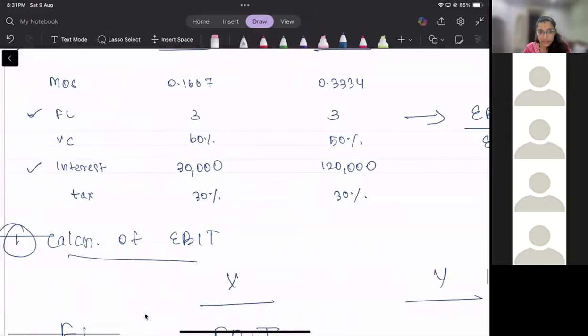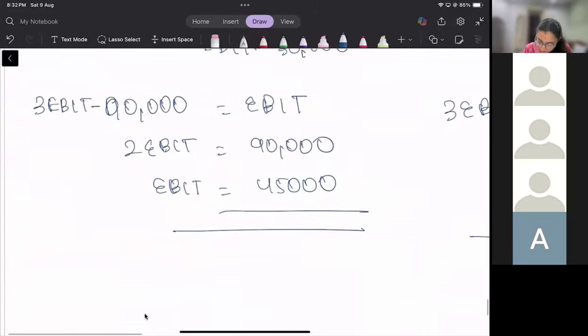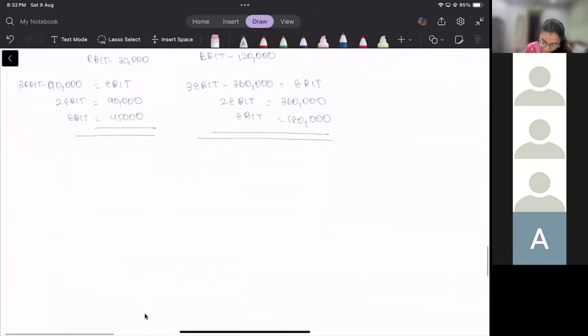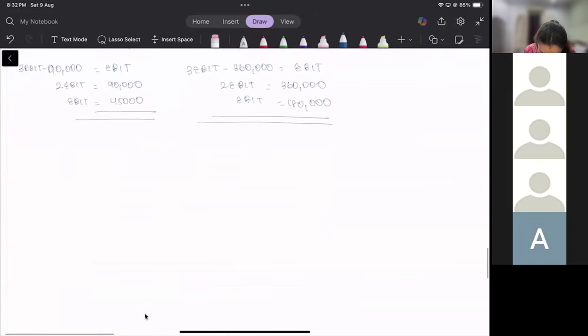So we got EBIT. Now we need contribution. Now we need sales. There are a lot of things also needed. So next thing, what is MOS? There is another formula for MOS related to leverage. 1 by MOS is operating leverage, or MOS is equal to 1 by operating leverage. So operating leverage is equal to 1 by MOS.